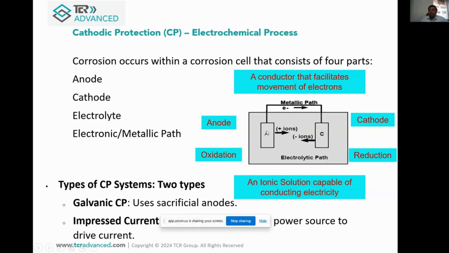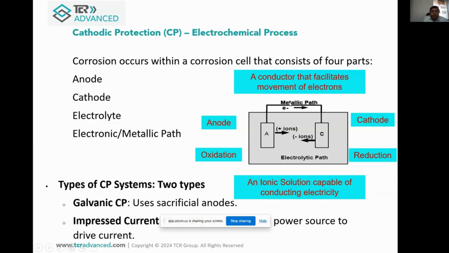So at the anode, an oxidation reaction takes place, and at the cathode, a reduction reaction takes place. An ionic electrolyte is an ionic solution capable of conducting electricity, right? And a conductor that facilitates the movement of electrons, that is the metallic path.